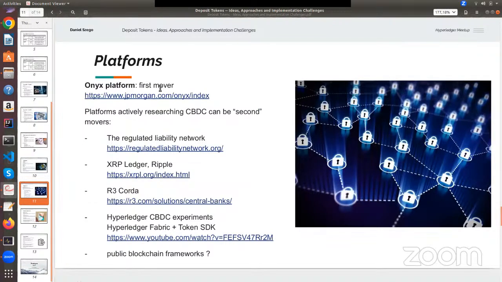Of course, the question is which are the possible platforms that might provide functionalities for deposit tokens. And I would say, as far as I know, only the Onyx platform from JP Morgan is fully meant to provide deposit token functionalities. But I would say there will probably be other platforms as well that might provide such functionality in the short term. But again, these are just my guesses.